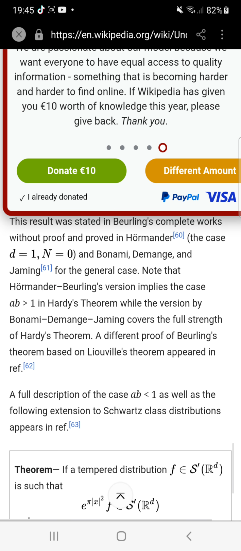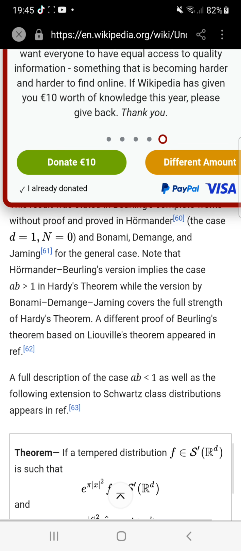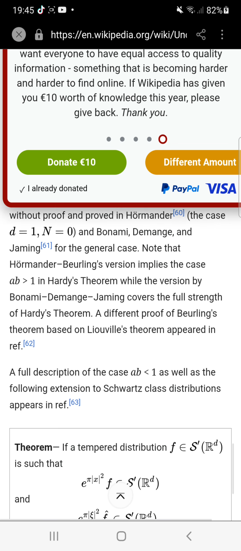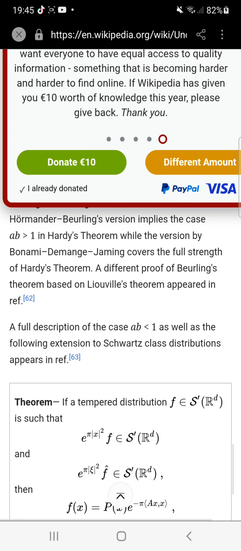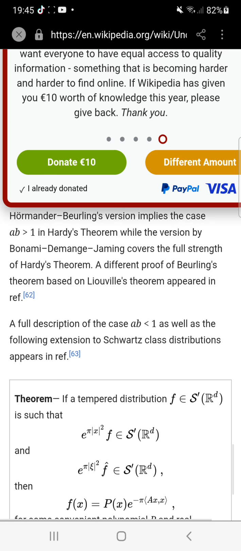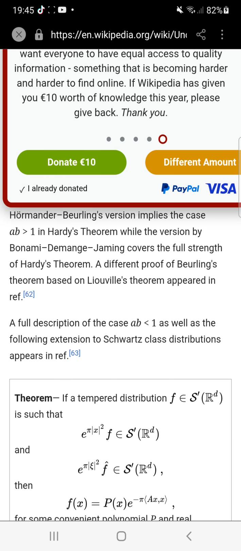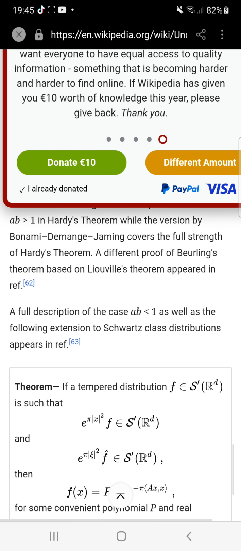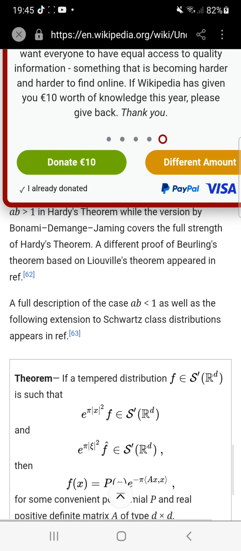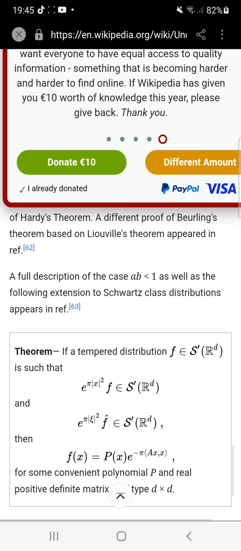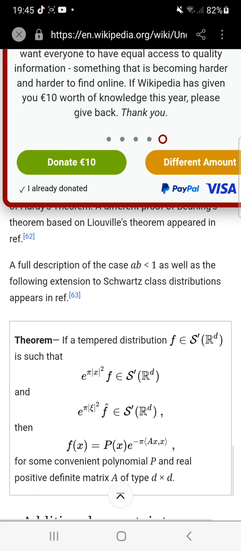This result was stated in Beurling's complete works without proof, and proved in Hörmander for the case d equals 1, N equals 0, and by Bonami, Demange, and Jaming for the general case. Note that the Hörmander-Beurling version implies the case alpha beta greater than 1 in Hardy's theorem, whereas the version by Bonami, Demange, and Jaming covers the full strength of Hardy's theorem. A different proof of Beurling's theorem based on Liouville's theorem appeared in Reeves.